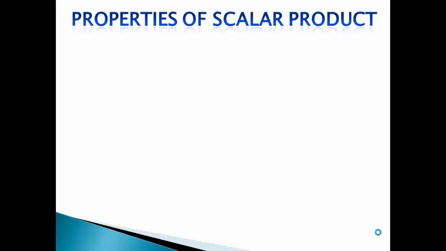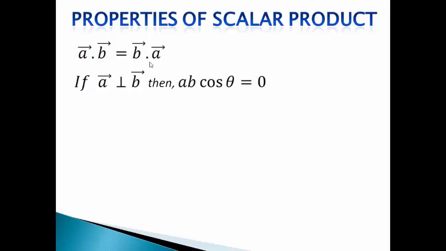The first property is that scalar product is commutative. That means A bar dot B bar will be equals to B bar dot A bar. The direction here does not matter, since the resultant quantity will be a scalar quantity. Next one, if A bar is perpendicular to B bar, that means if the angle between the two vectors is 90 degree, then AB cos theta will be equals to 0.